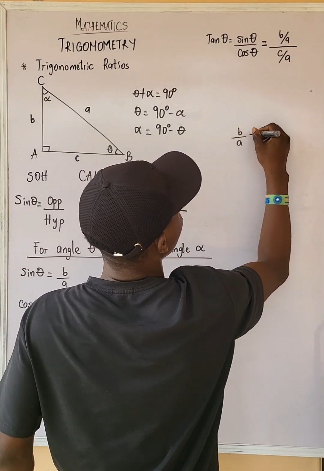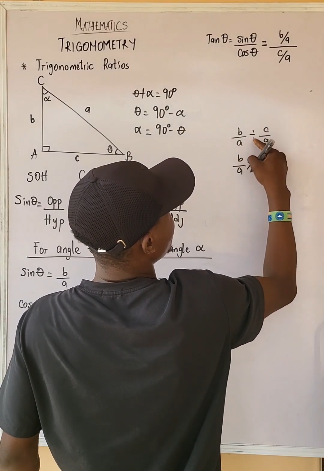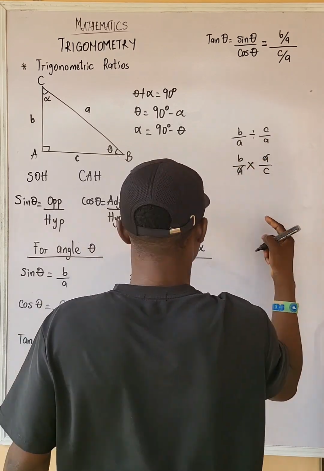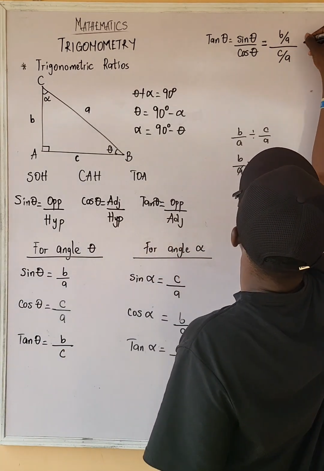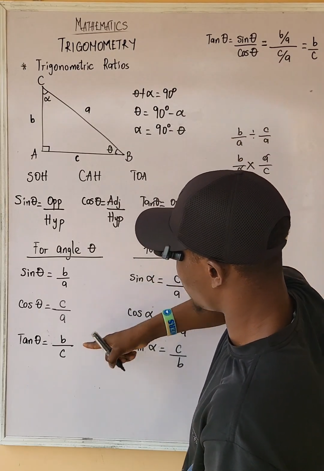That's B over A divided by C over A, right? That will be B over A. When you change it to multiplication, this goes up, this comes down. That's A over C. This cancels this. So what do we have? Tan theta is equal to what? B over C.